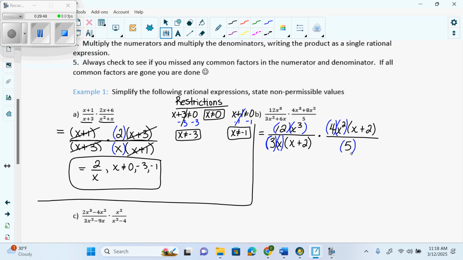So what do I always have to do after I've done the greatest common factor and difference of squares? Restrictions. So let's discuss them.